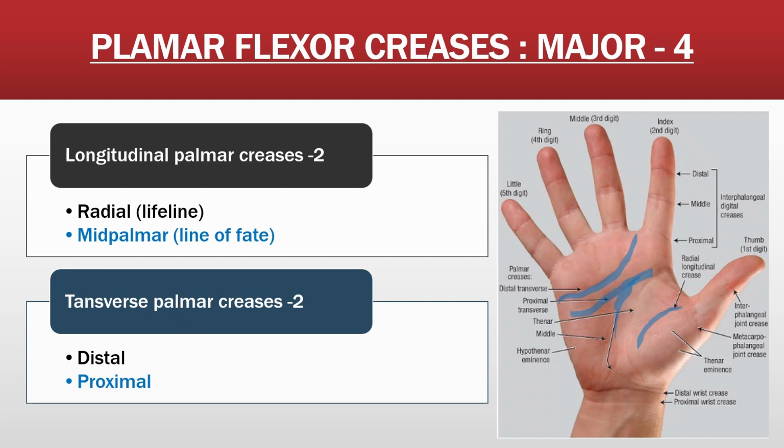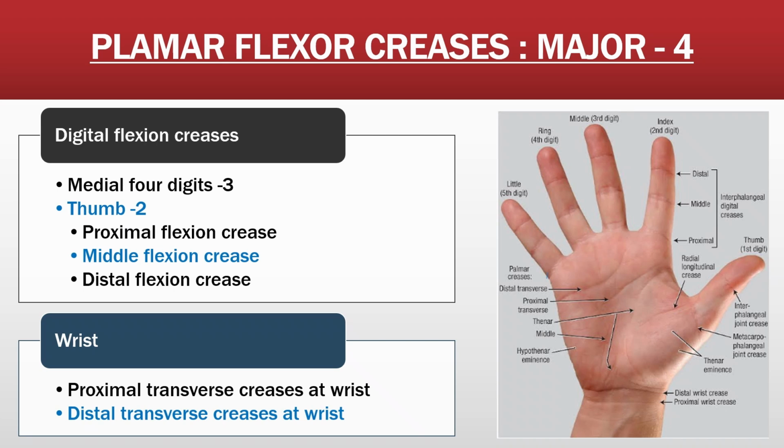When we flex our fingers, we have creases that develop due to the flexion. These are digital flexion creases. In this we have 4 creases medially, and on the thumb we have 2 creases, right? So on the medial aspect in these digits, we have 4 creases present from proximal to distal, whereas on the thumb we have 2 creases present. In the wrist, again here we have 2 creases. Can you see this line? So normally we have 2 creases here. One is a proximal crease and one is a distal crease.